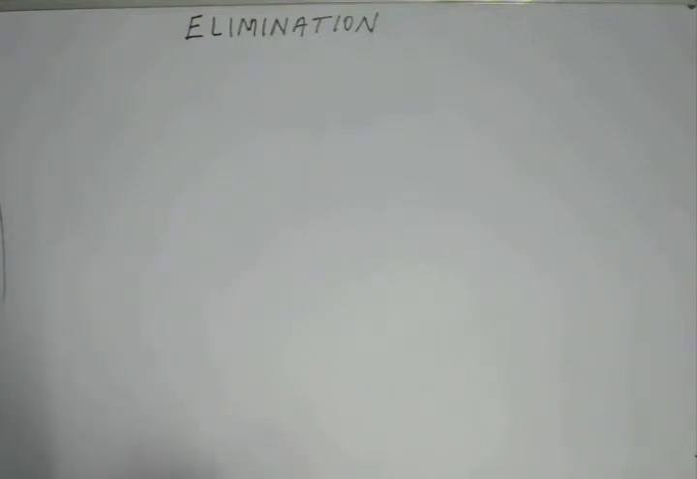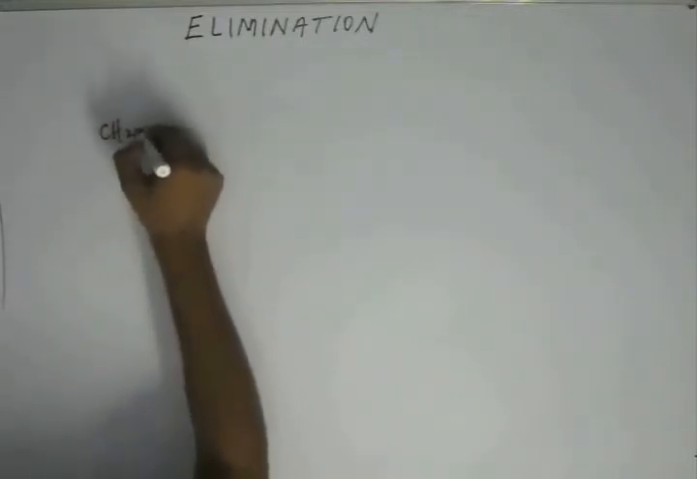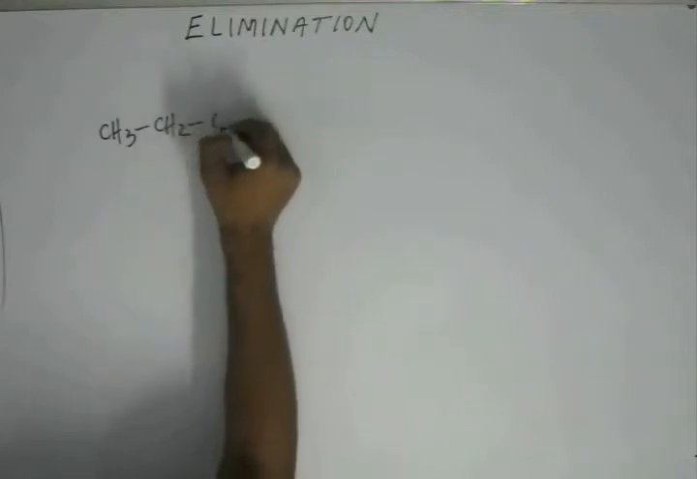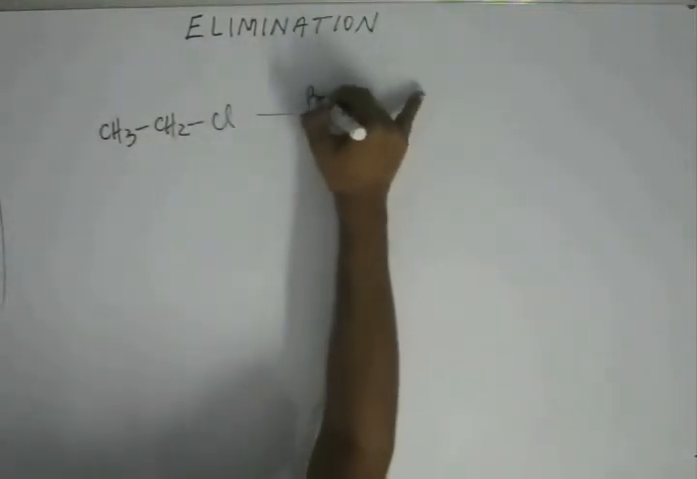So to proceed ahead with elimination, as we started substitution with SN2, in the same way I'll start elimination with E2. That's easy to understand and that's how I like it. E2. So let's have a substrate as chloroethane and let me have a base in the system.